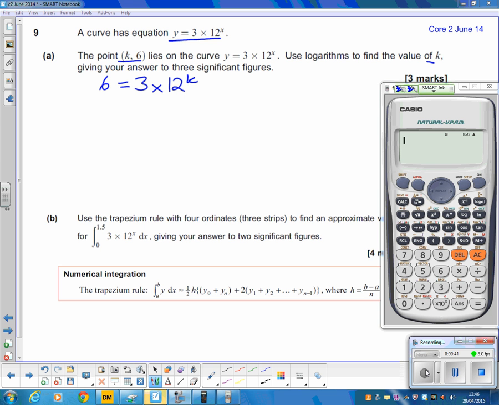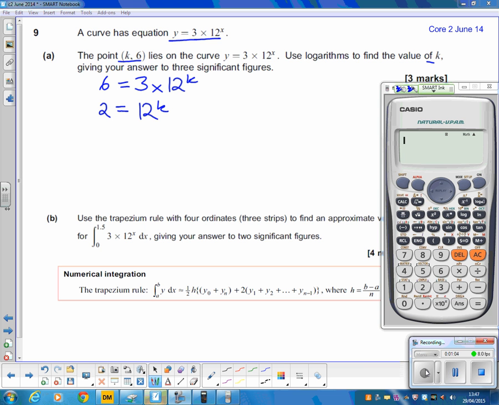Now make sure here we've got two different base numbers, 3 and 12, so they cannot be multiplied. So our first step to solving this is to divide by 3, and you get 2 equals 12 to the power of k. Now you can solve this directly with the calculators, because we've got k up as a power and the base is 12.